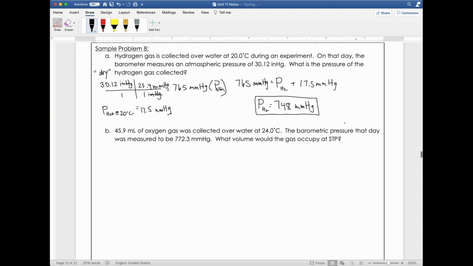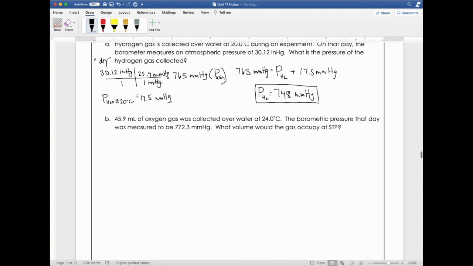Let's try sample problem B, a little bit different. In this case, 45.9 milliliters of oxygen was collected over water at 24 degrees. The barometric pressure that day was measured to be 772.3 millimeters of mercury. What volume would the gas occupy at STP?